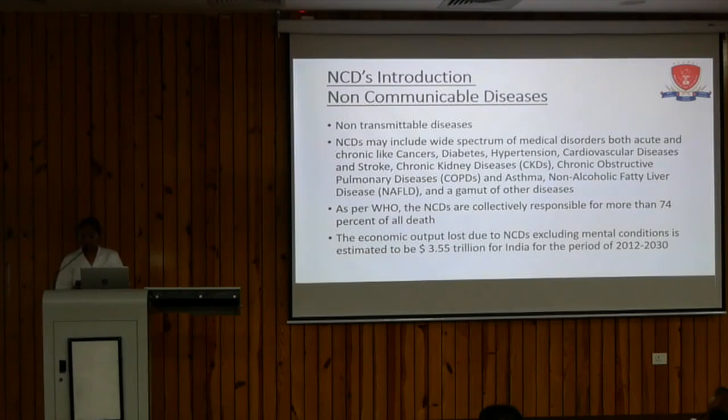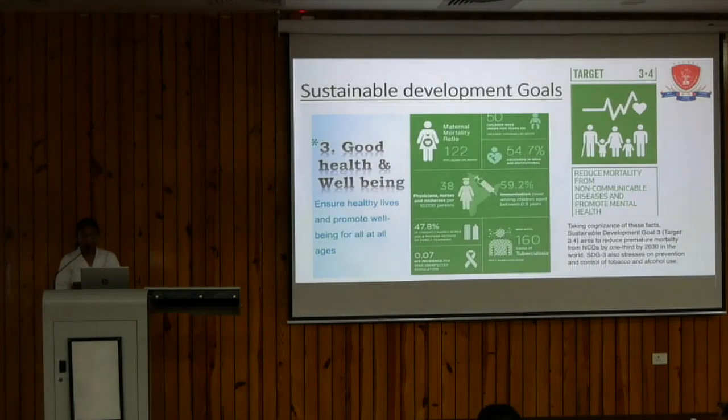NCDs have been responsible for a huge out-of-pocket expenditure for populations all over the world. The economic output loss due to NCDs, excluding mental conditions, is about $3.55 trillion for India for the period of 2012 to 2030, indicating the huge financial burden it puts on a developing nation like India. The program falls under the guidance of Sustainable Development Goal 3, that is Good Health and Well-being, with target 3.4, which aims at reducing premature mortality from NCDs by one third by 2030 in the world and promoting mental health. It also stresses the prevention and control of alcohol use.